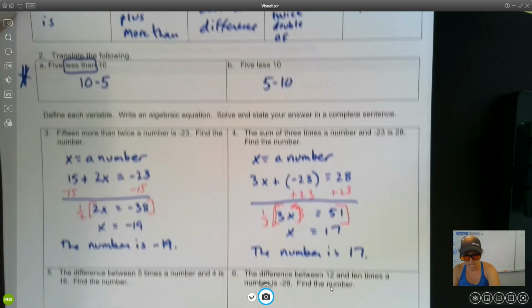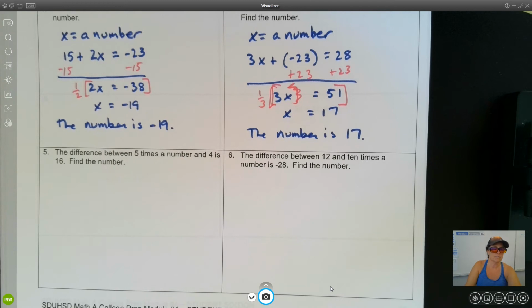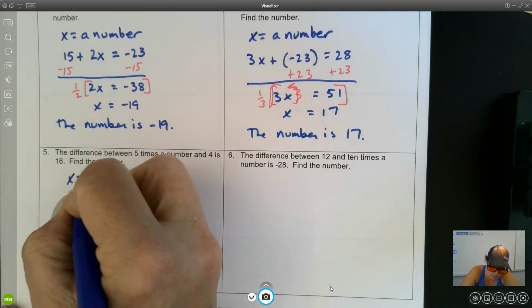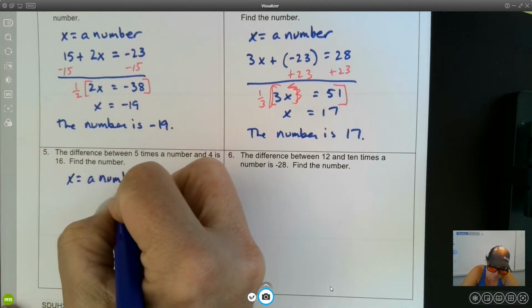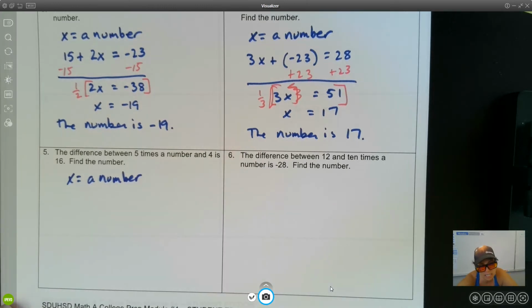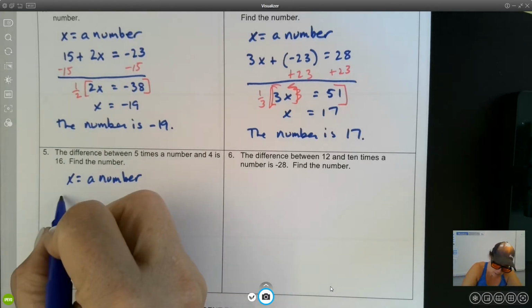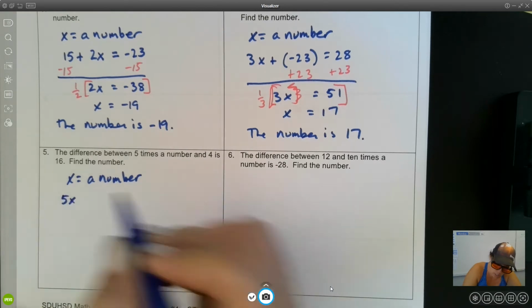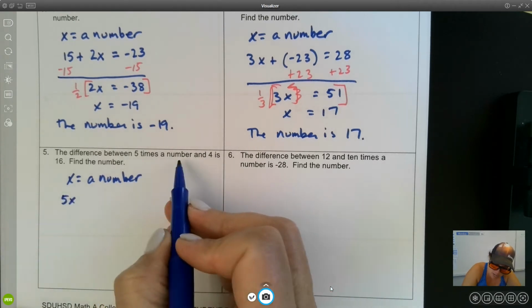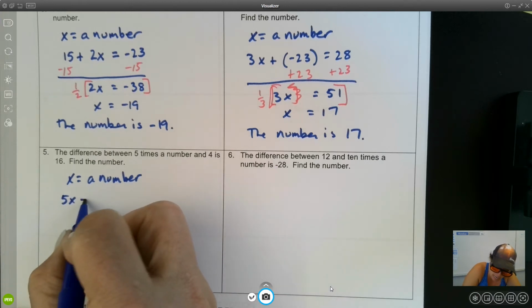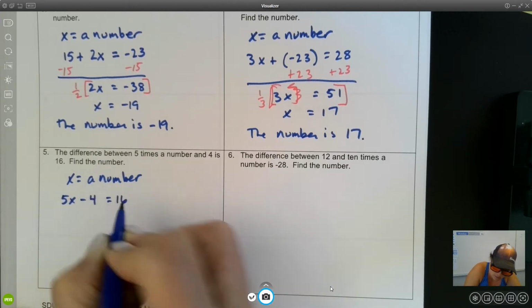Alrighty, number 5. The difference between 5 times the number and 4 is 16. Find the number. x equals a number. Right now defining a variable isn't that exciting. It's always finding a number, but it's going to be more exciting soon. The difference between: when that's spoken, you put it in the order that it's given. 5 times that number, x, and 4 is 16.